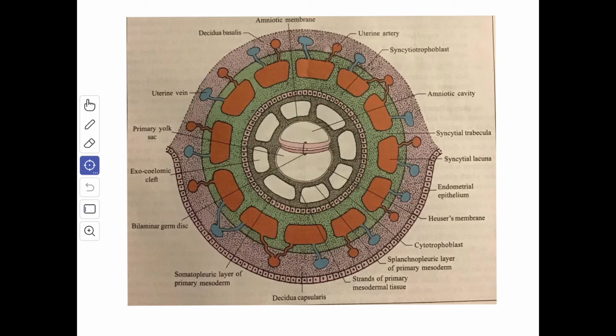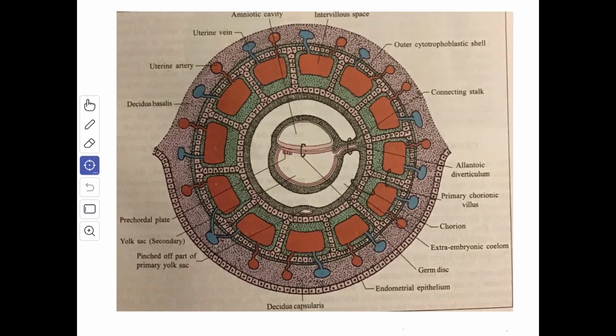Subsequently, a number of cavities appear in the extraembryonic mesoderm which become confluent with one another to form a new cavity that is called the extraembryonic coelom. So in this image you can see this is the primary extraembryonic mesoderm, and within the primary extraembryonic mesoderm a new cavity is formed. This is called the extraembryonic coelom.